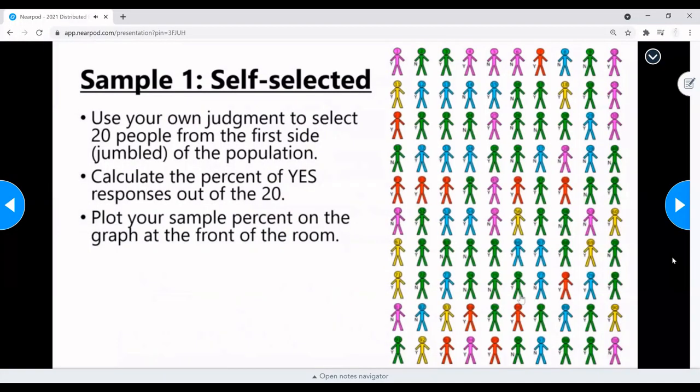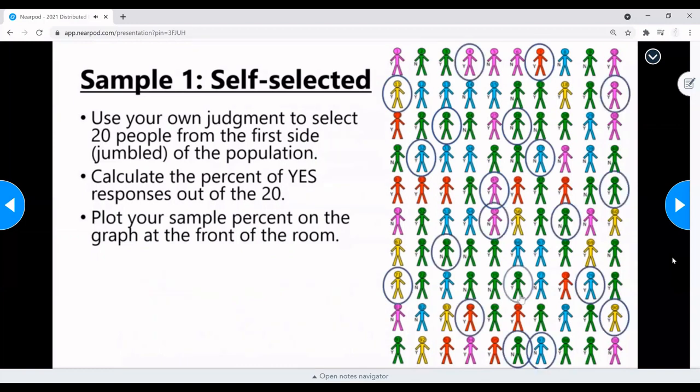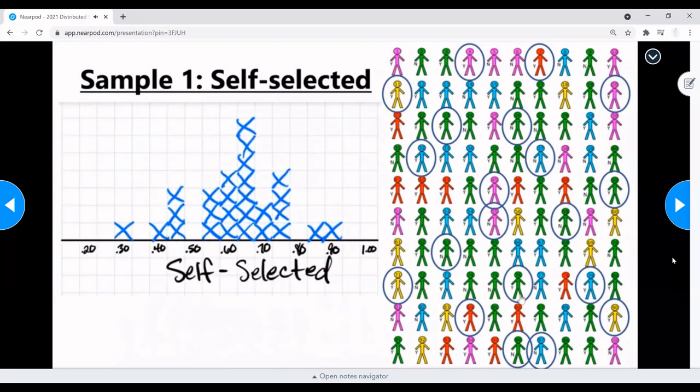So now we dive in. We do the self-selected sample first. Students pick any 20 people on the jumbled side. They calculate the percent of yeses, and then I have them plot their results on a class dot plot with those big adhesive chart paper pads that have graph paper that would look something like this.